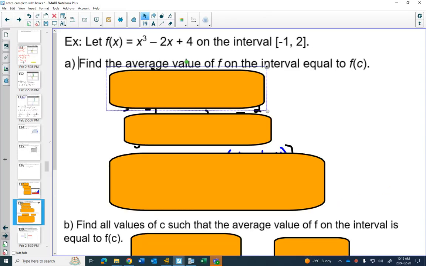So here we have another one, x cubed minus 2x plus 4 on the interval from -1 to 2. I'd like you to try this one on your own and see if you get the average.